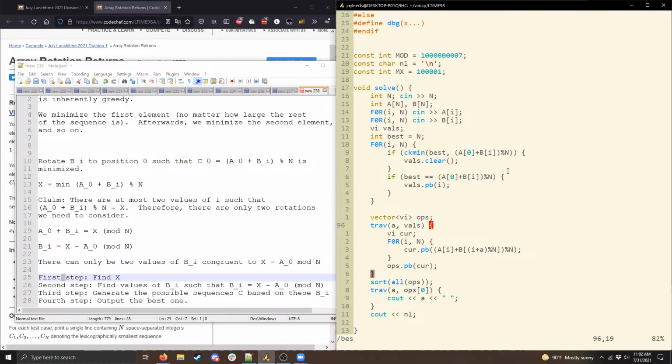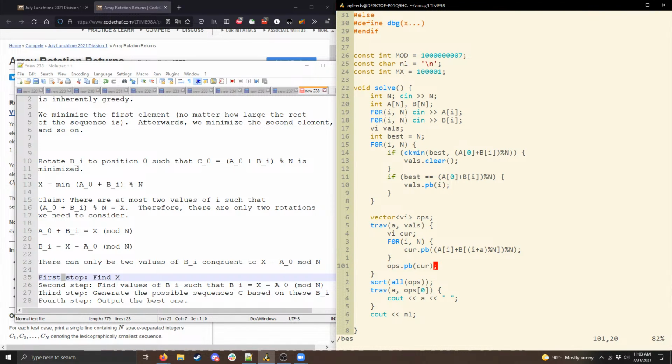And so what I'm going to do is create a vector of vectors called ops, short for options. And then I'm going to iterate over every possible rotation and figure out the current option. I'm going to generate position i of C by taking A sub i plus B sub (i plus A) mod n. That's how we rotate by A. And take the whole thing mod n, because that's the formula for C. And then I push back C.